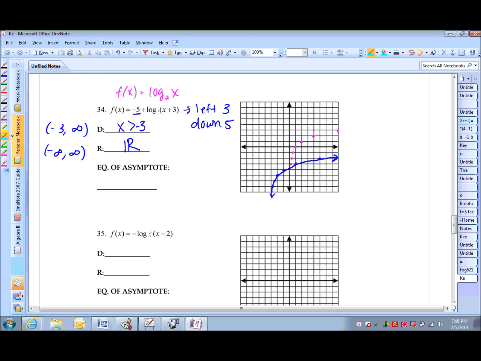Okay, so now we're going to look at the asymptote. So we look at the line that the graph is approaching but never touches. And that's going to be this vertical line right here that the graph is approaching but will never touch, which is x equals negative 3.